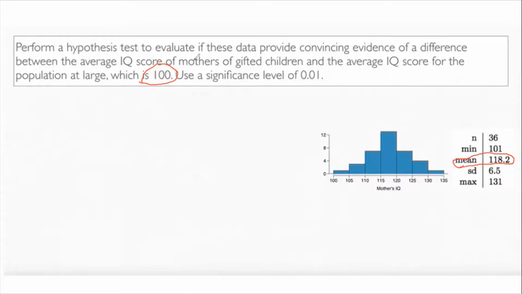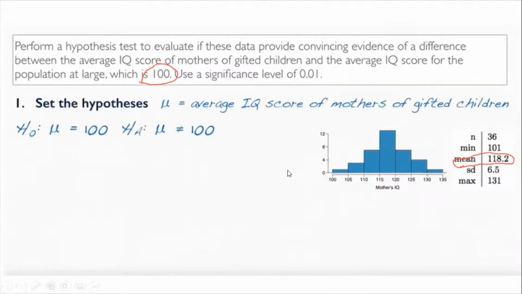Okay, in this case, they want to know if there is a difference between this population mean and our sample, the average IQ score of mothers of gifted children. So this is essentially called a one-mean test. This is a hypothesis test for a mean, but basically you are comparing two means: our sample mean and the population mean. So let's continue looking at it.